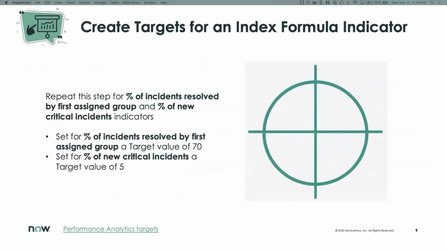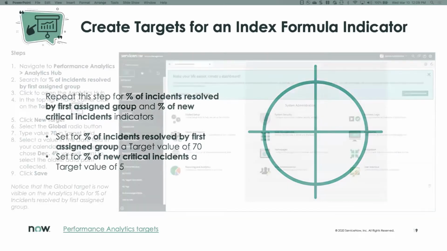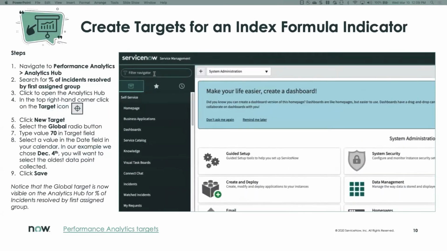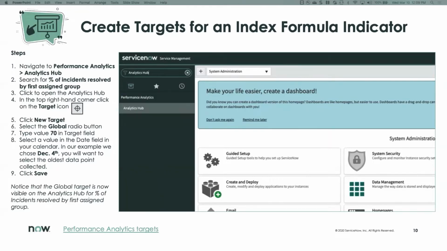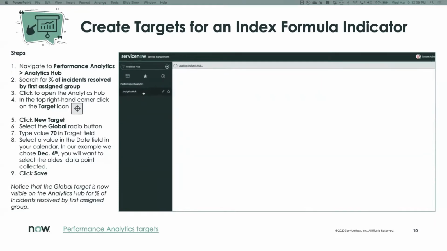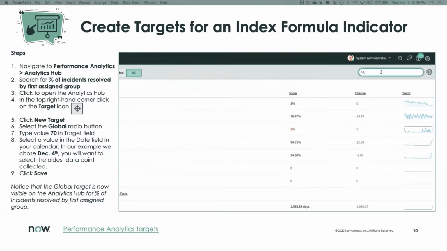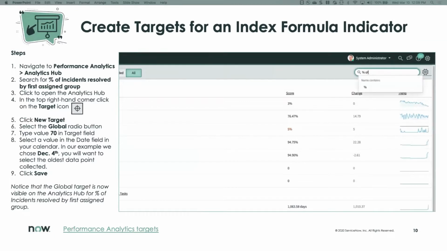So simple, probably something that you've done before, and that's what we're going to do. So we're going to set those targets for the other 2 indicators because we are using 3. So we're just going to go through that same process again real quick. So in this case, again, we'll go right back to the analytics hub, which I find the easiest way to do it. And then we're going to look for % of incidents resolved by first assignment group. And when we go into that, we'll set our target of 70.